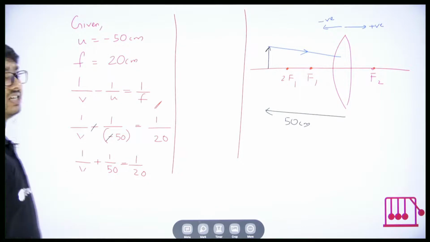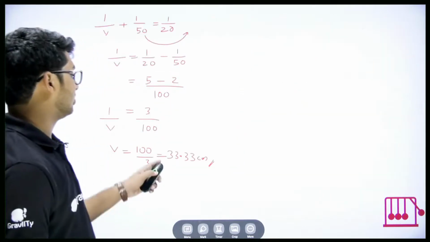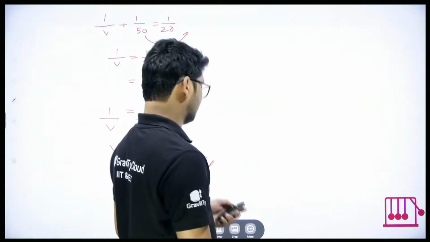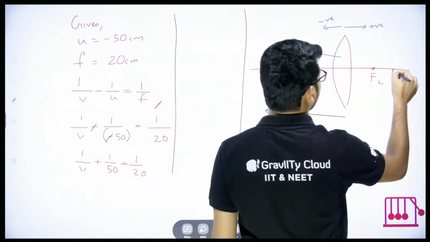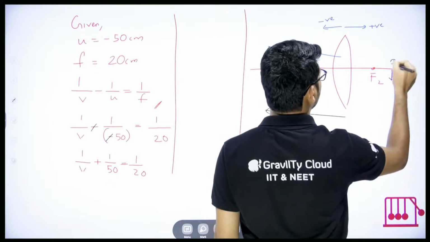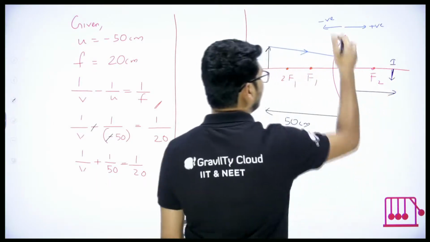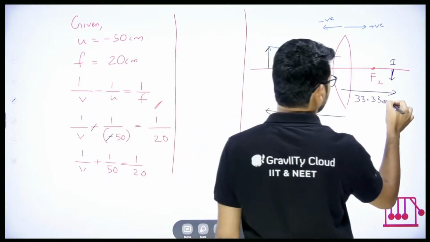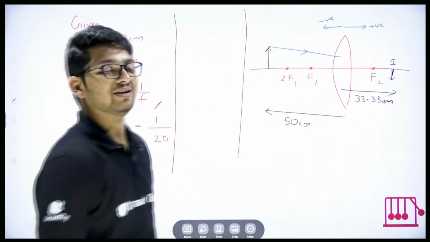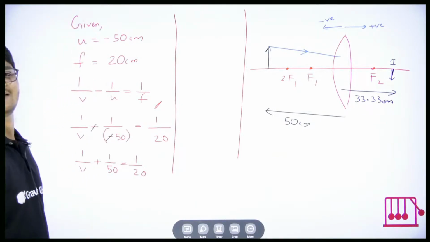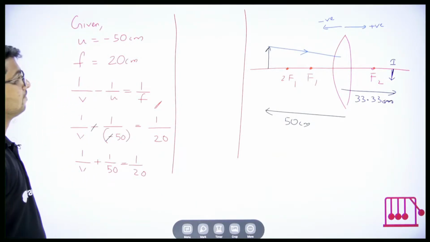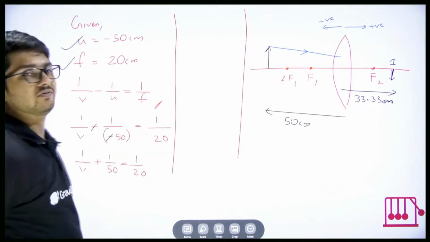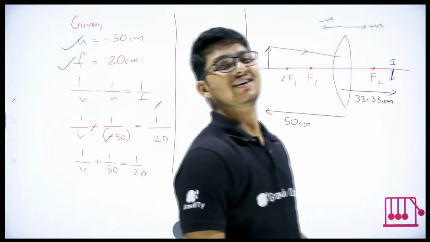And we got the image distance to be how much? We got the image distance to be positive 33.33 centimeter. So the image will be somewhere here, such that it is towards right, positive towards right, and the value is 33.33 centimeter. Is that clear? Understood? So once you get the object distance and the focal length, substitute in the formula, solve it, you will get the answer.